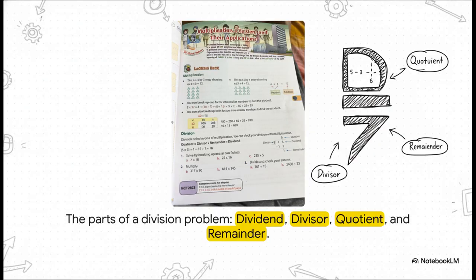And to really get division, you gotta know the language. The big number you start with, the one you're splitting up, that's the dividend. The number you're dividing it by is the divisor. The main answer you get is called the quotient. And that little bit that's sometimes left over, that's our friend, the remainder. Getting these terms down is gonna be super important for what we talk about next.